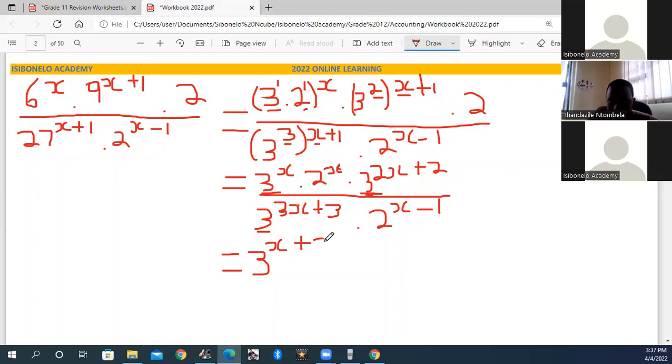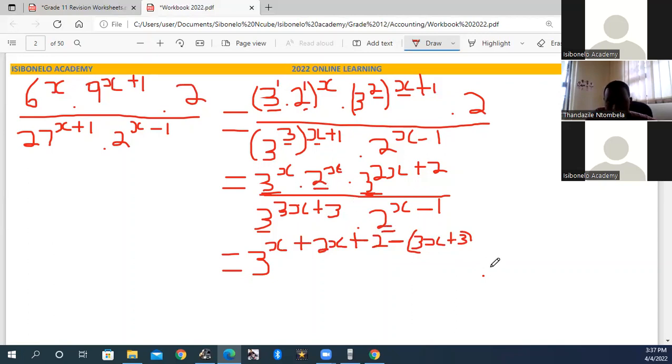2x plus 2. Then we say minus. Why is this minus? Because now we are going to take the exponent of the base below the division line. So we have entered division. When we divide, we subtract the exponents, right? So this 3 plus 1 now goes in here, and we subtract. So 3x plus 3. 3x plus 3.